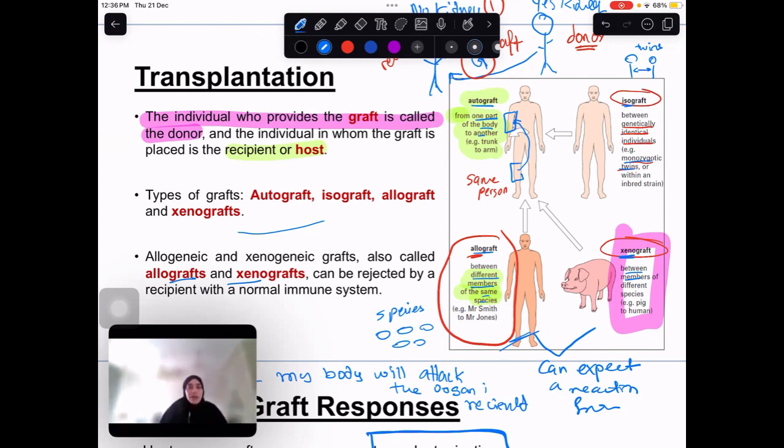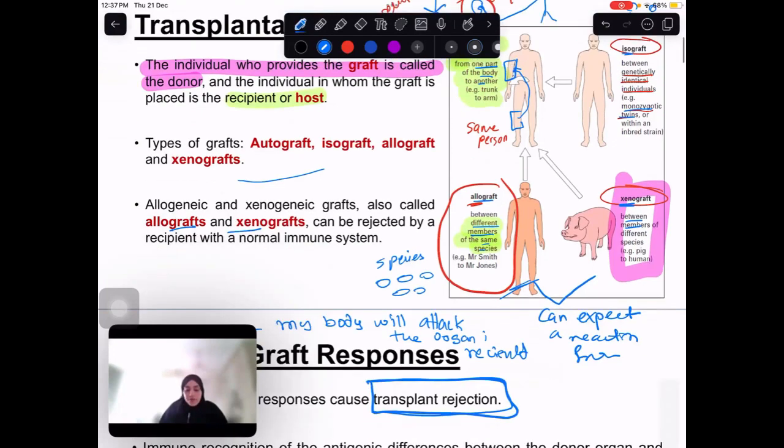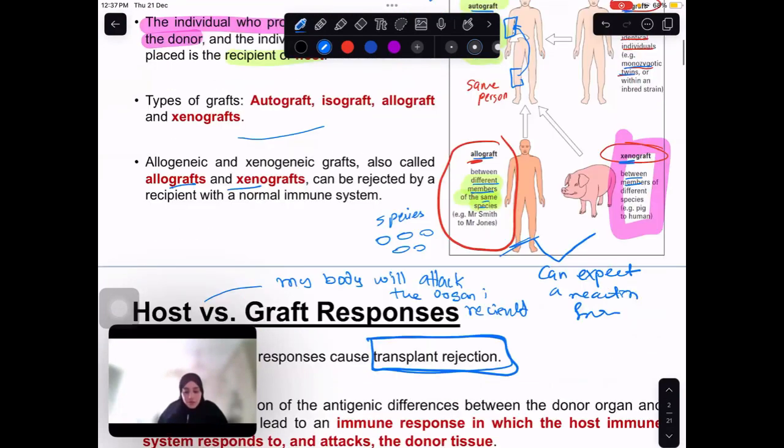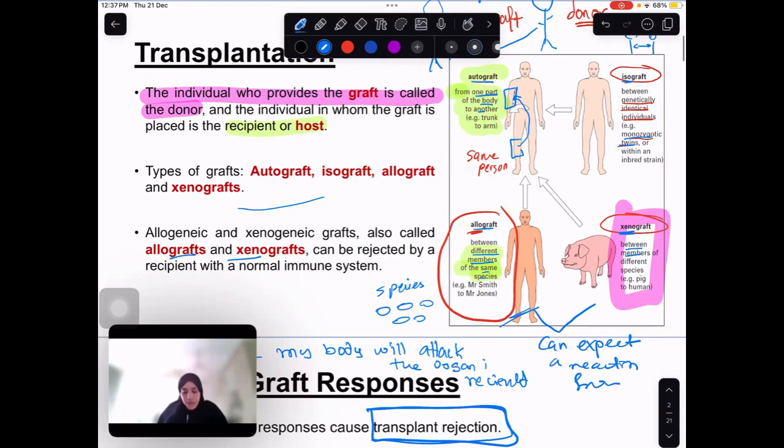So why would I have any rejection towards it or any reaction towards it? The isograft, they're genetically identical. Why would I? So the allograft and the xenograft are the ones that are not going to be genetically identical. Okay, and you can see here the arrows.